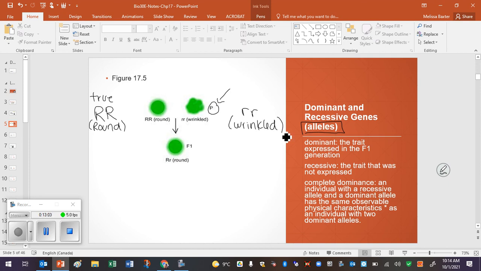Now, the r's that I'm writing represent the 2 alleles that the plant has for that gene. The fact that they are both capital or both lowercase is because they are true breeding plants, meaning they have 2 of the same allele for that particular gene instead of 2 different ones.